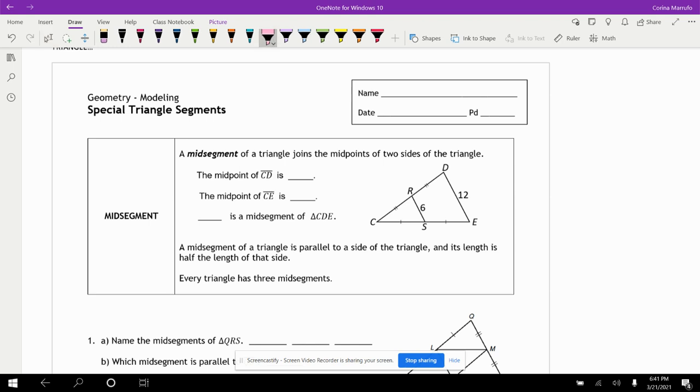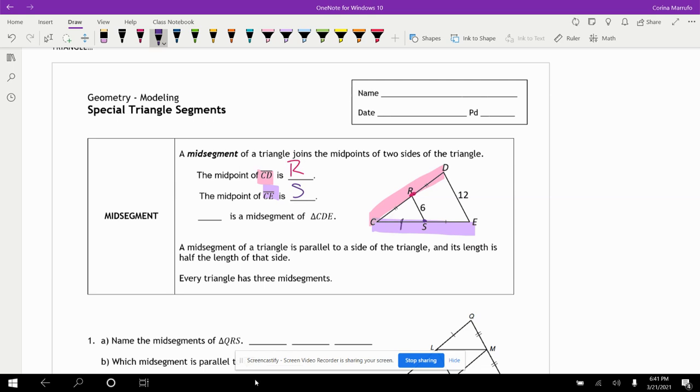Okay, so if we look here, it says a midpoint of CD. So here's from C to D. So the midpoint is a point in the middle. So in this case, this is our point in the middle, and that point is going to be R. Okay, now the midpoint of CE is, so here's from C to E. So the point that's right in the middle is point S. So right here, that is considered our midpoint.